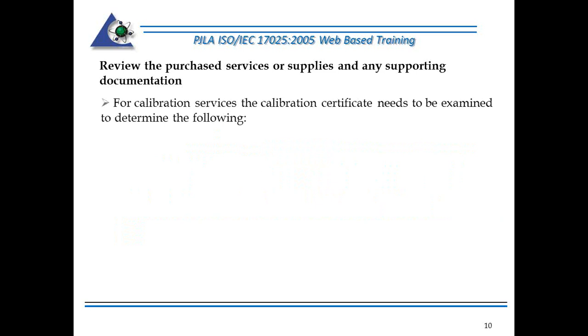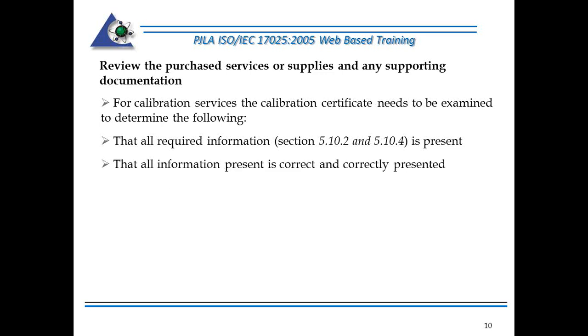Additional activities reviewing purchase services or supplies. For calibration services, the calibration certificate needs to be examined to determine the following. You want to find out that all required information is present. Now, that information you want to confirm is the information found in section 5.10.2 and 5.10.4. That's identifying specific information that needs to be present on all calibration certificates.